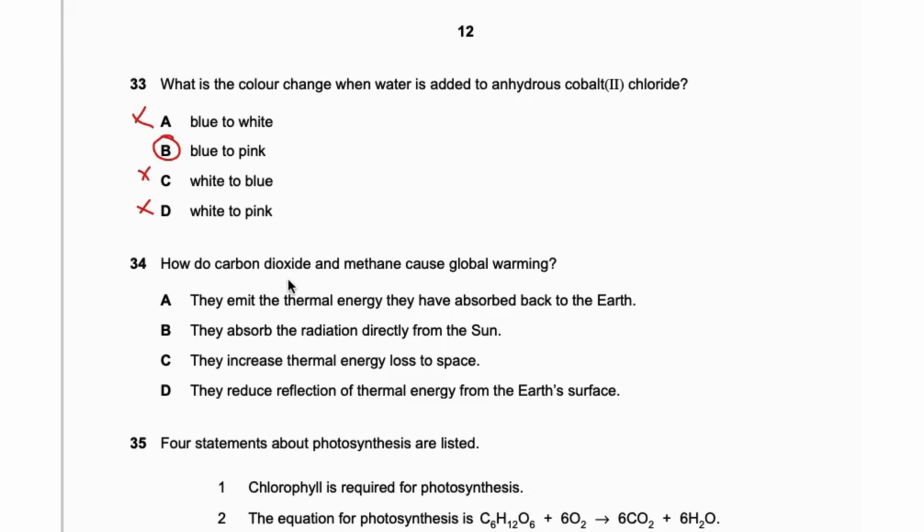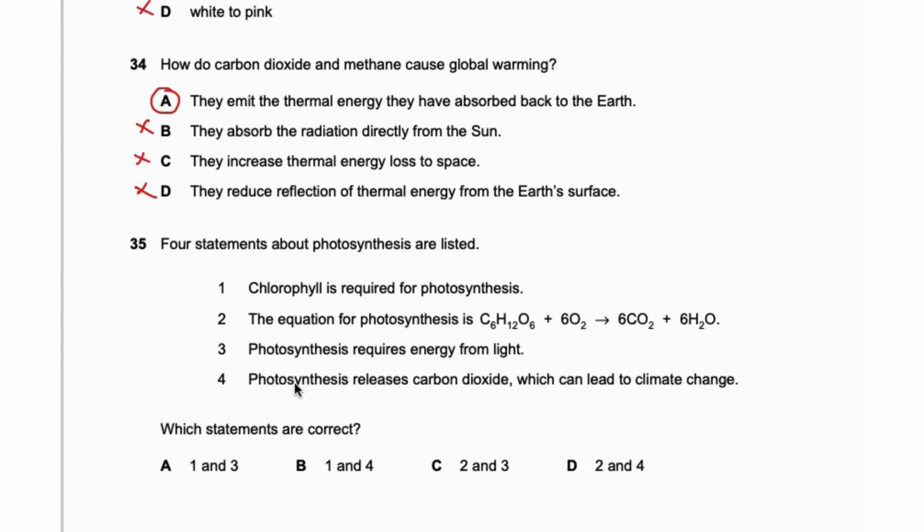How do carbon dioxide and methane cause global warming? They emit the thermal energy they have absorbed back to the earth. That is the right answer. They absorb the radiation directly from the sun? No. They increase thermal energy lost to space? No. They reduce reflection of thermal energy from Earth's surface? No.